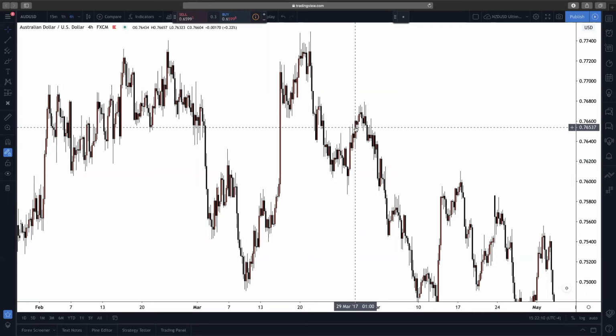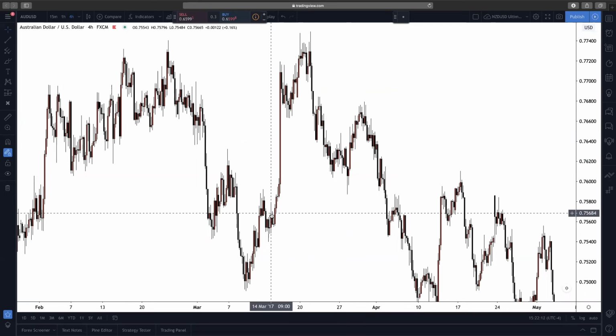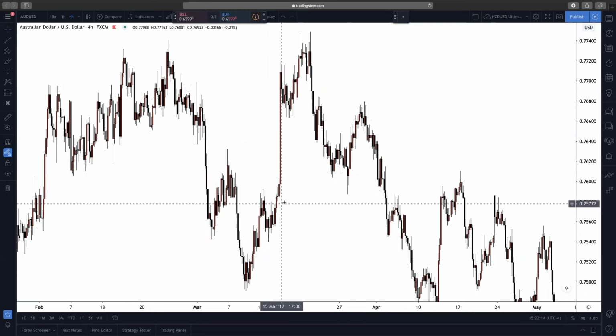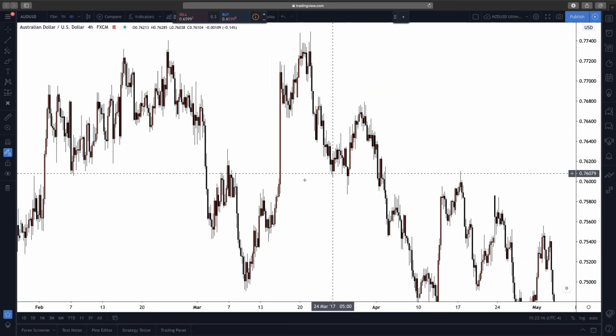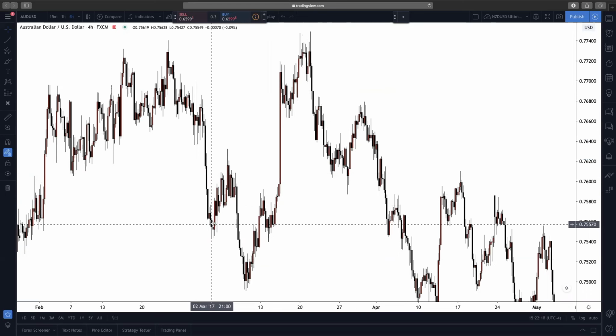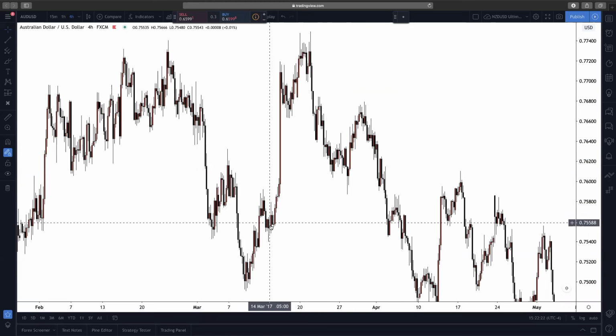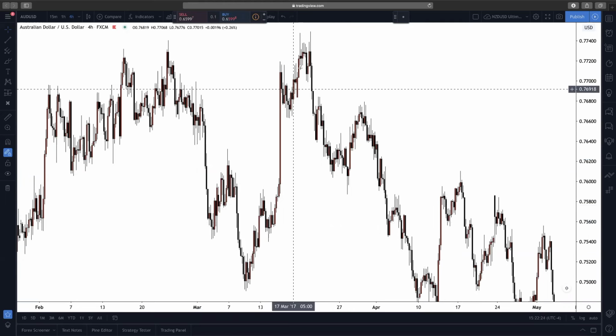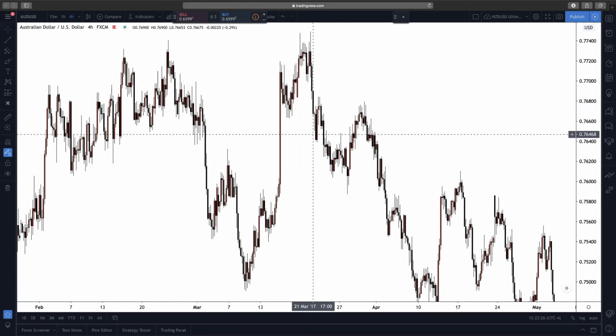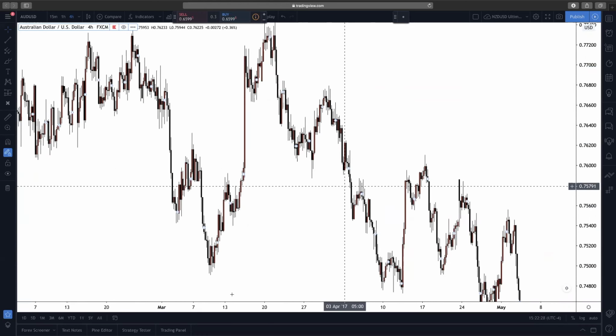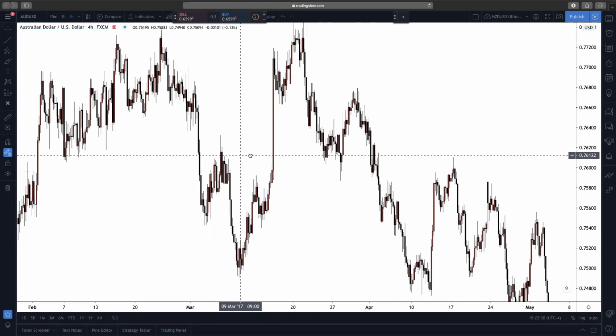I'm going to be backtesting AUDUSD on the 4-hour time frame. I chose this time frame because I feel that it's a great time frame as it's a balance, one that's good for entry, one that is also very good in terms of market structure.